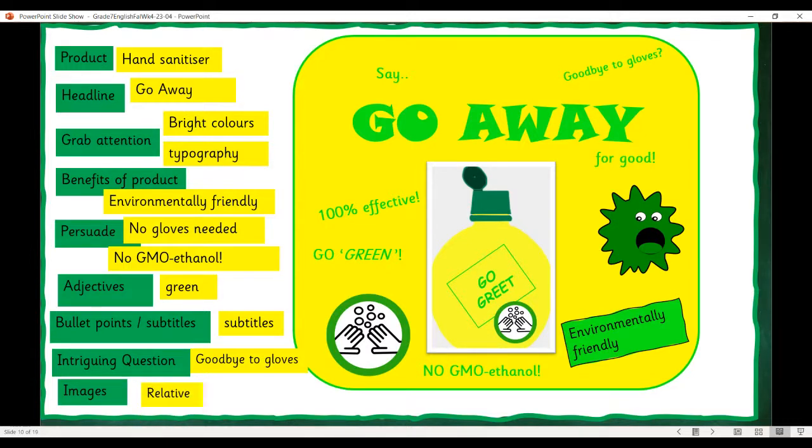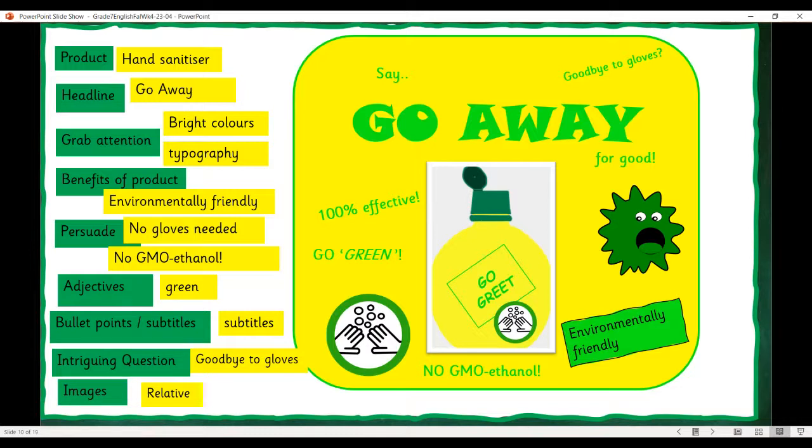Images are relative, which means they relate to one another. The environmental green is synonymous with the environment. So I've used green. I've also advertised that it's environmentally friendly. So it's related to one another. Okay, yellow: the sun is yellow, but it's also a happy color. So we're happy that we can actually say goodbye to gloves and we can actually use this hand sanitizer to wash our hands and the germs can be gone for good.